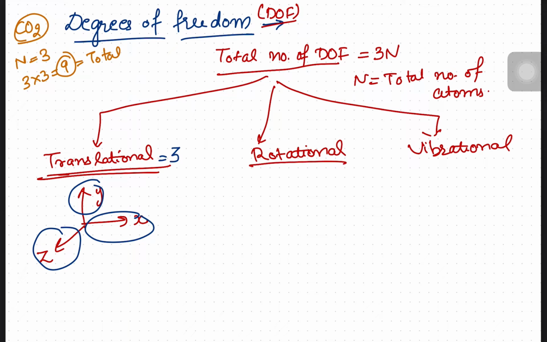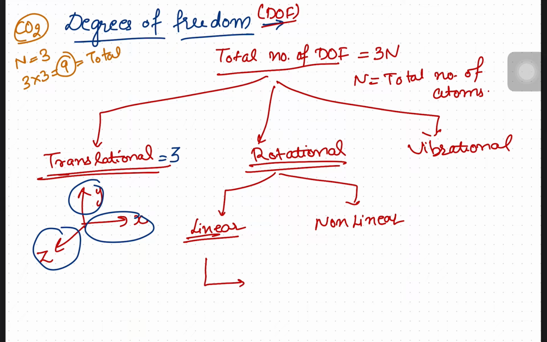Then there is rotational degree of freedom. Here we take two categories, the linear molecule and the non-linear molecule, right? For the linear molecule, see, these are the axes x, y and z. Linear molecules are those molecules which are linear in nature, in a straight line. For example, if the molecule is on the x-axis, then it will have only two options available, that is it can rotate either along the y-axis or along the z-axis. So for the linear molecule, the total rotational degree of freedom is 2.